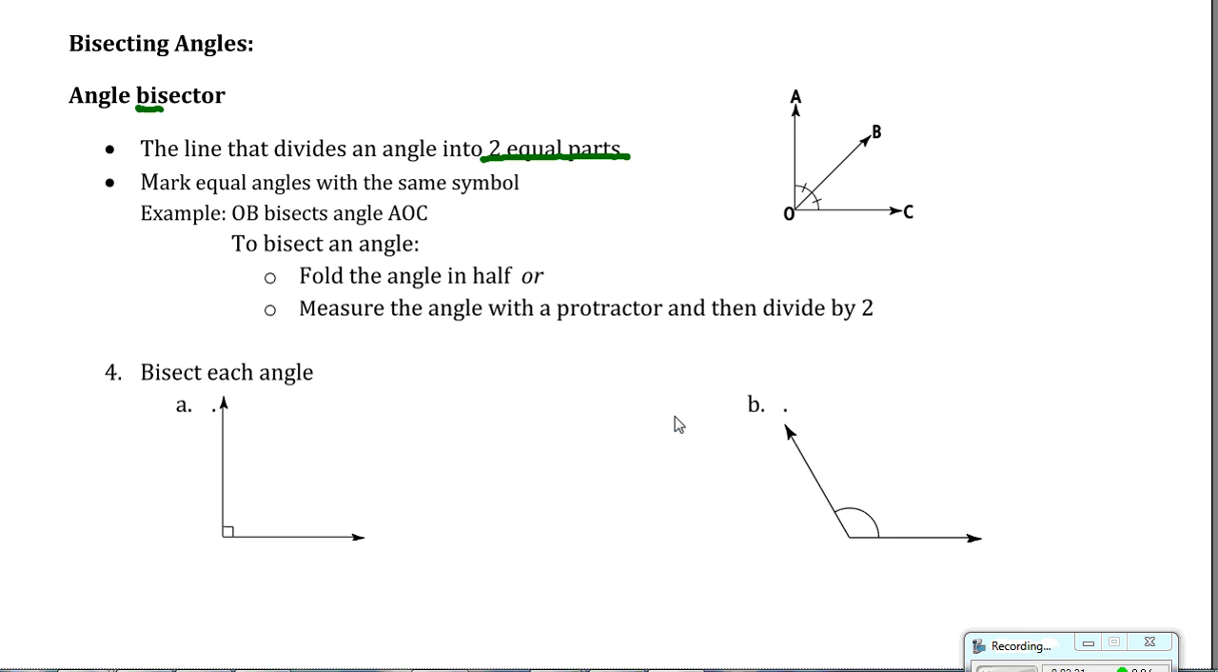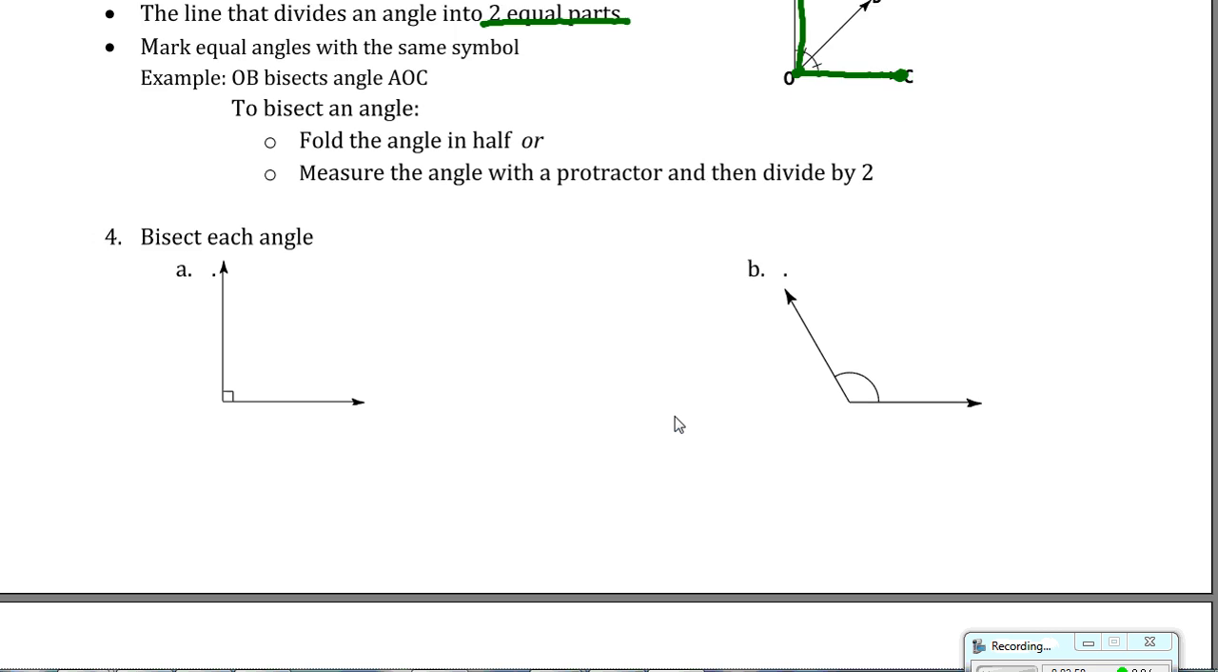And so there are two ways that we can bisect an angle. You could take your paper and fold it, so that the line from OC and the line from AO actually line up on each other, and then wherever the crease is would tell you where to draw the line. Or you can take a protractor and measure the angle and then take your measurement and cut it in half.